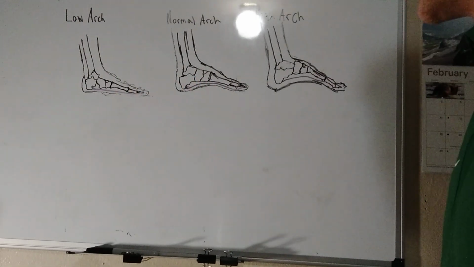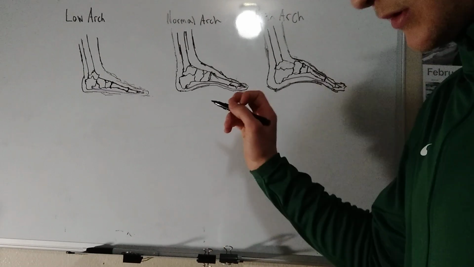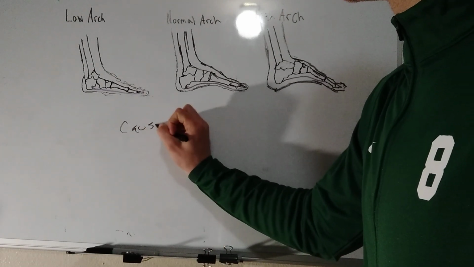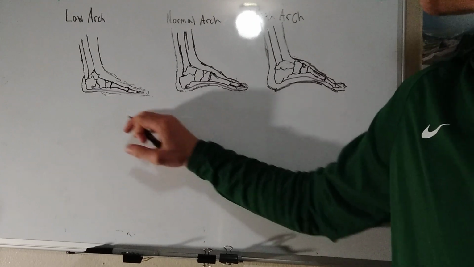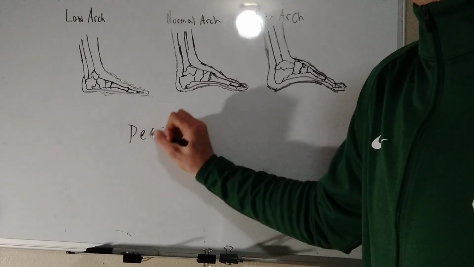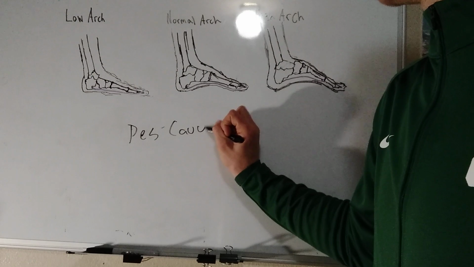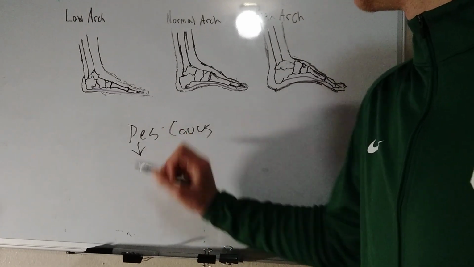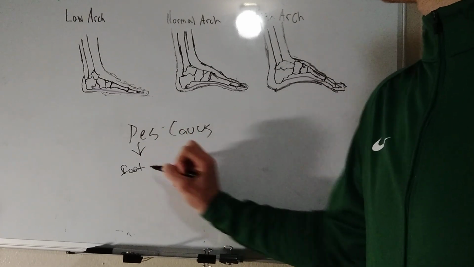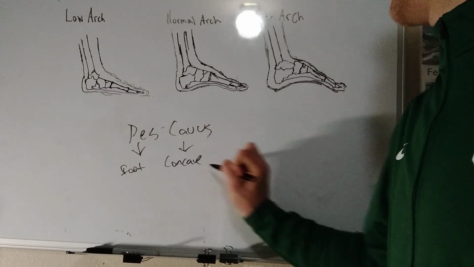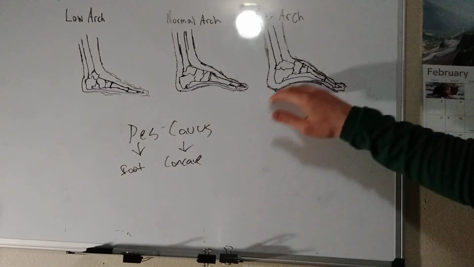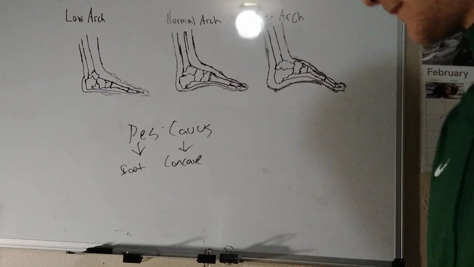So moving on to high arches. So the causes, well, of course, we've got to talk about the Latin, don't we? So we have the pes cavus, which, as you might assume, is just concave, that raised, more concave than it should be.